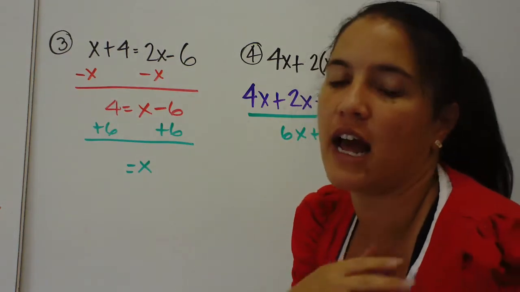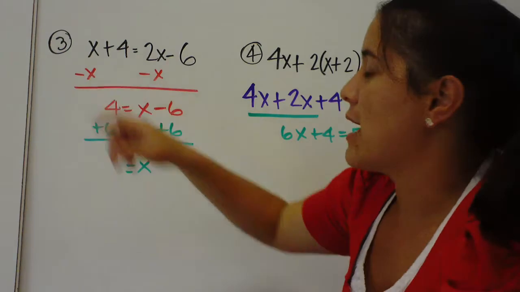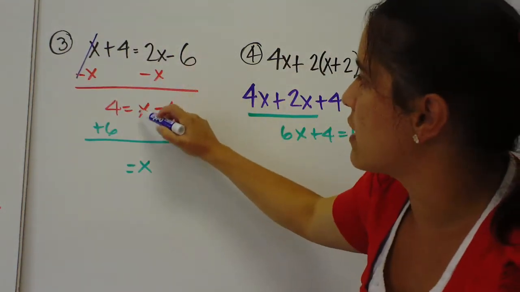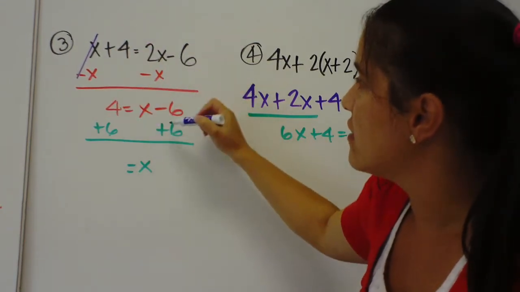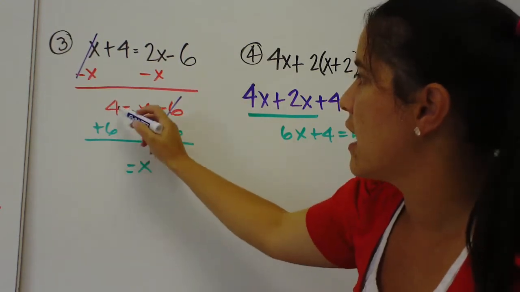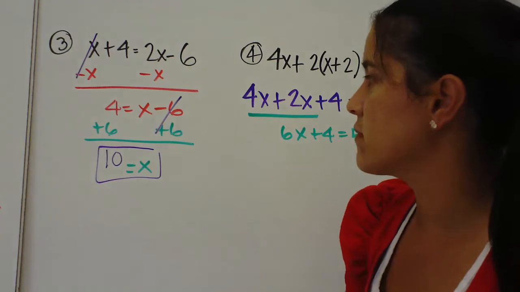So I looked at it and I did what was going to be easiest for me. So I did minus x, these cancel, and 2x minus x is 1x, so that's 1x. And then I brought everything else down. Now I have to do this, plus 6, and 4 plus 6 is 10, and x equals 10.